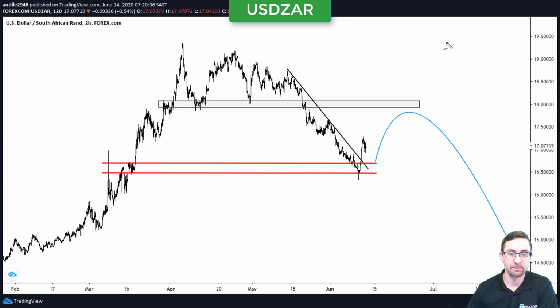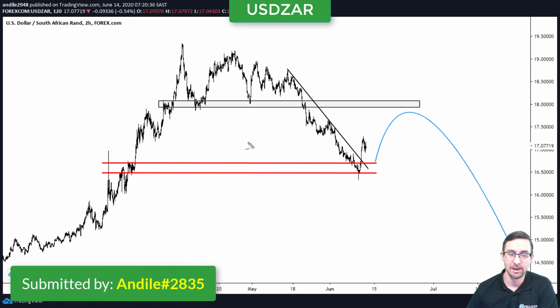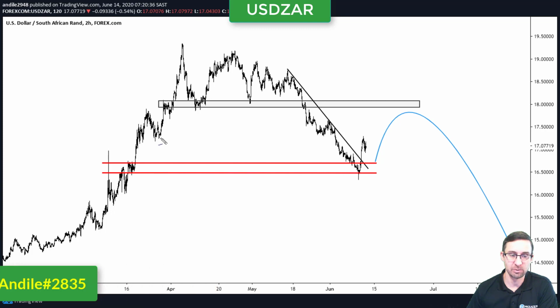I'm going to try and keep it short and sweet as always, and I'm going to start off with a couple of setups by members of our community, starting with a potential trade on the USDZAR submitted by Andile. And Andile is looking for a bit of a long before shorting the USDZAR.